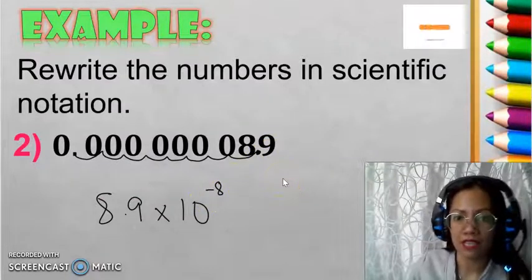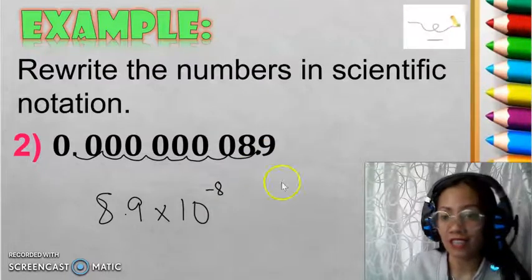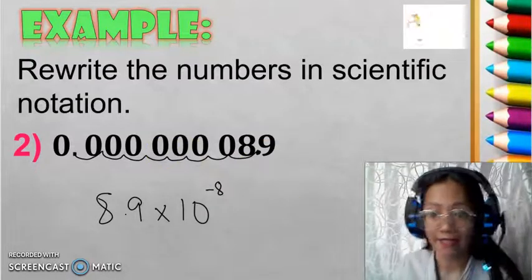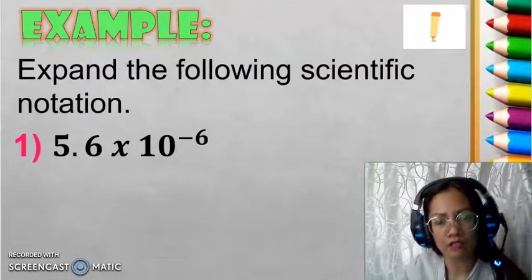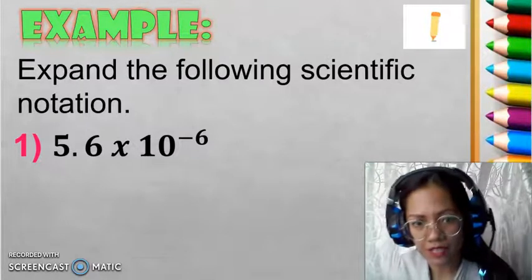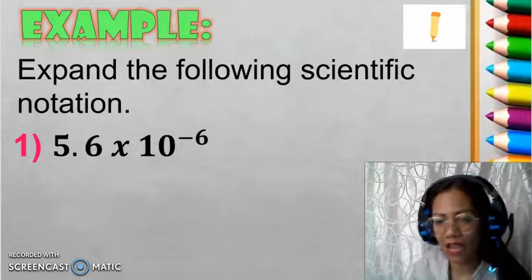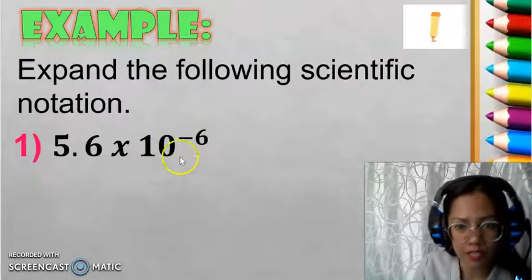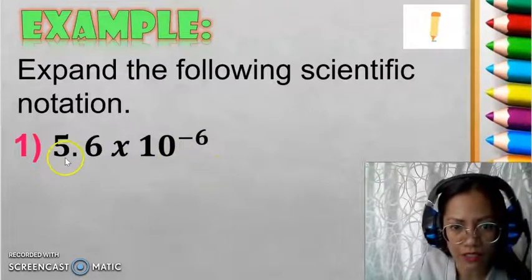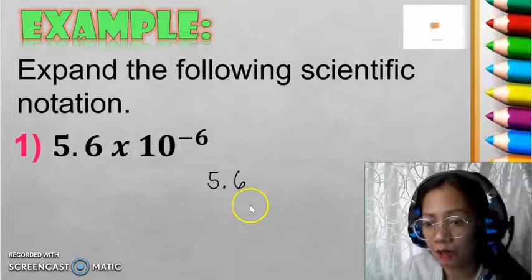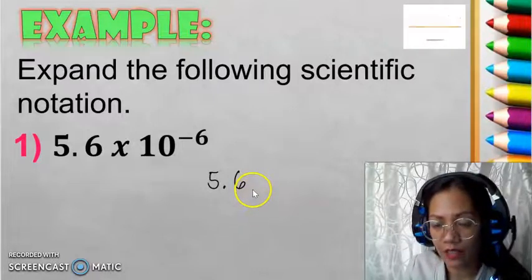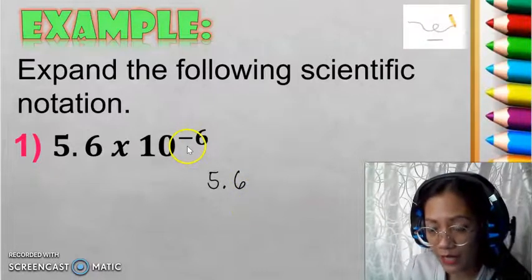Now, what if it is the scientific notation to be expanded? How are we going to do that? Expand the following scientific notation. Given 5.6 times 10 raised to negative 6, how are we going to do that? First things first is to write the non-zero digits. So we have 5.6, followed by examining the exponent. The exponent here is negative 6.